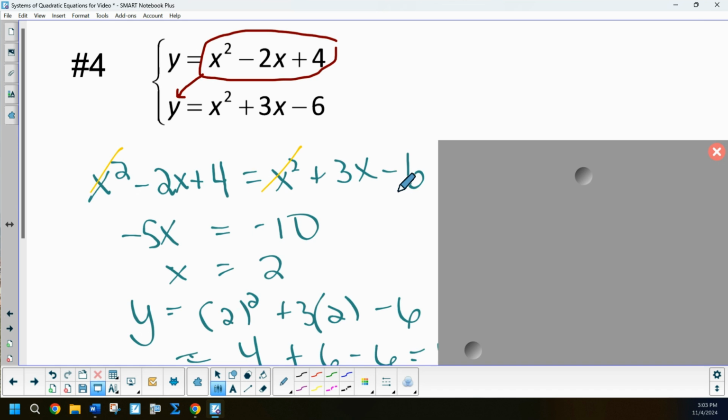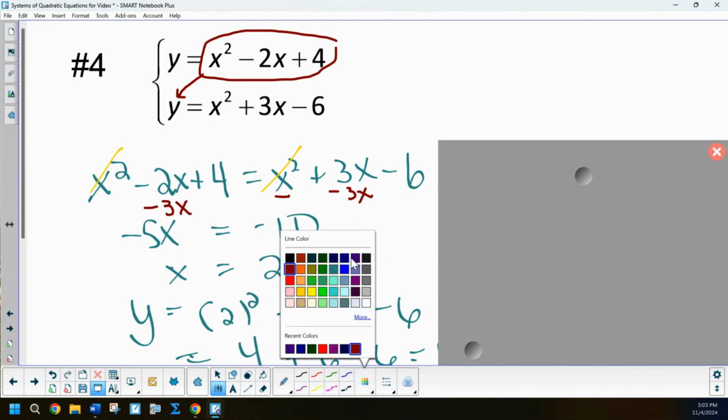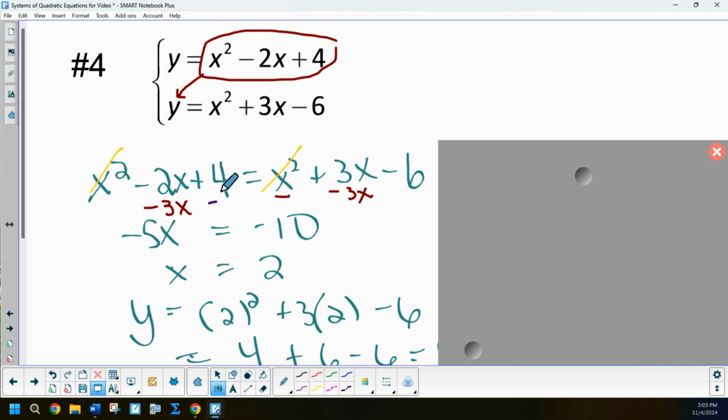And now I'm going to move everything to one side, or at least all the x's to one side, so that I can solve for my single x term. So I'm going to subtract x squared to this side, and that's why I've crossed these off, because they cancel each other out. And then you're subtracting 3x from both sides, and so negative 2x and negative 3x gives us a negative 5x. And then I'm going to subtract 4 from the right side, so subtract this 4, subtract this 4. Negative 6 and negative 4 is negative 10.